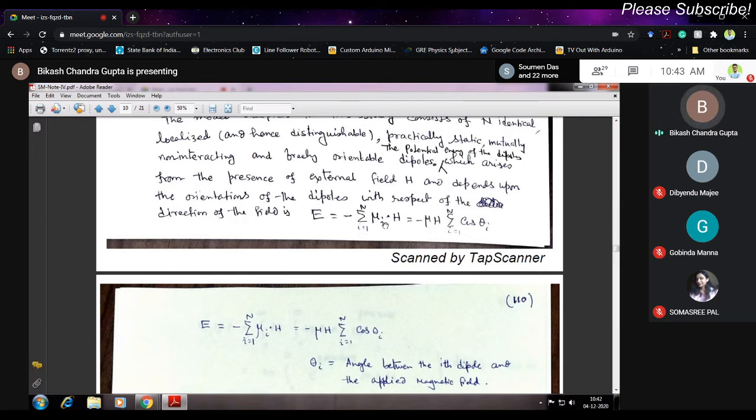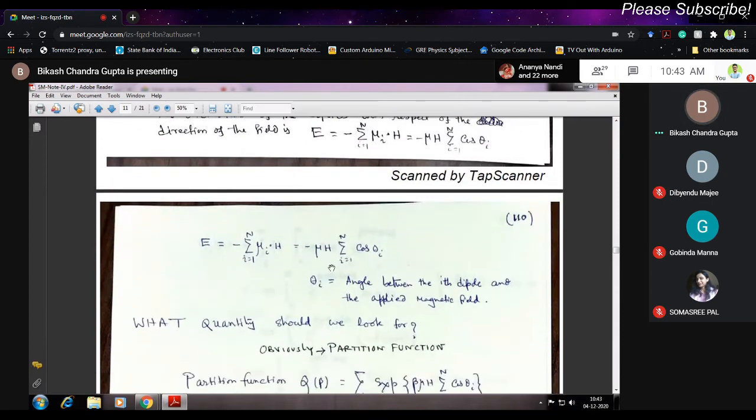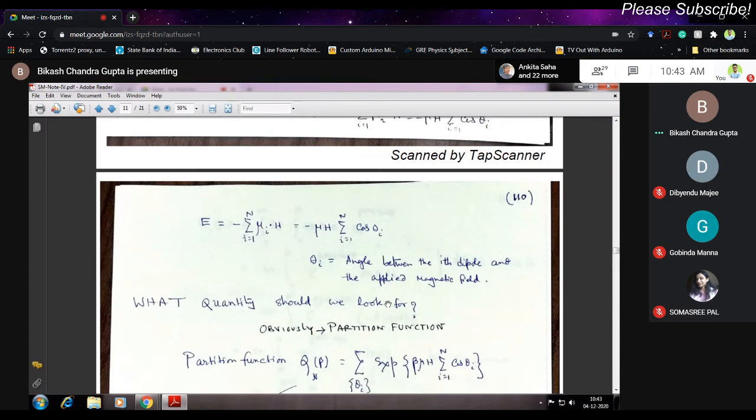So then I can take mu outside the summation. Of course mu dot H, if the particular ith moment is making an angle theta i, should be mu H cosine theta i, and mu is constant for all, so taking it out, the energy is minus mu H times the sum over i equals 1 to n of cosine theta i. This is your energy. Theta i is the angle between the ith dipole and the applied magnetic field.